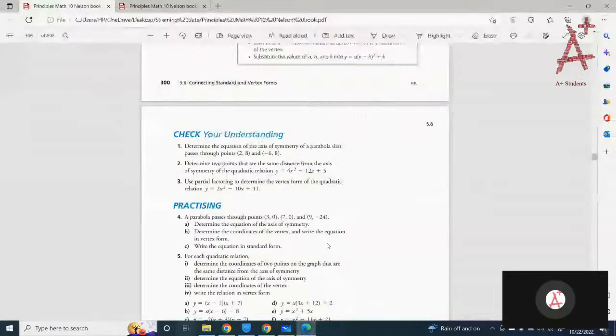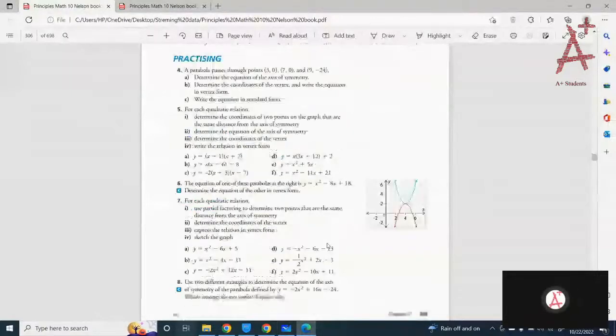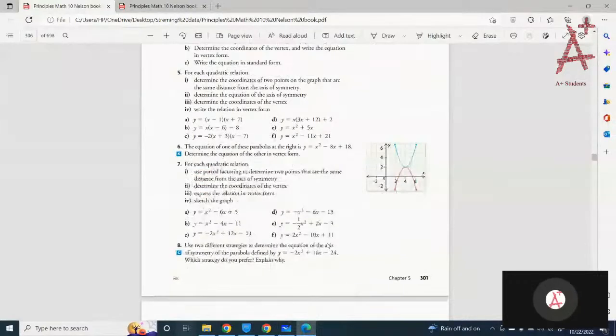Let's start with question number 5. For each quadratic, determine the coordinates of 2 points on the graph that are the same distance from the axis of symmetry, determine the equation of the axis of symmetry, determine the coordinates of the vertex, and write the relation in vertex form.